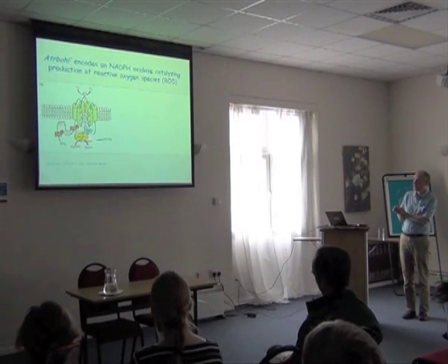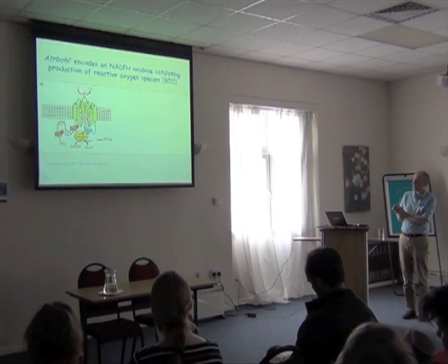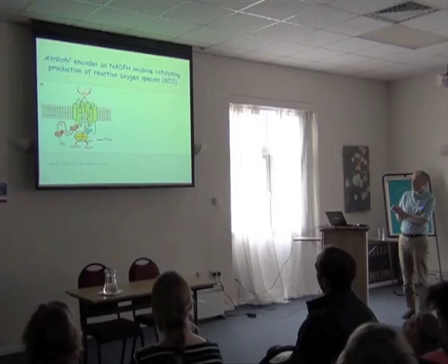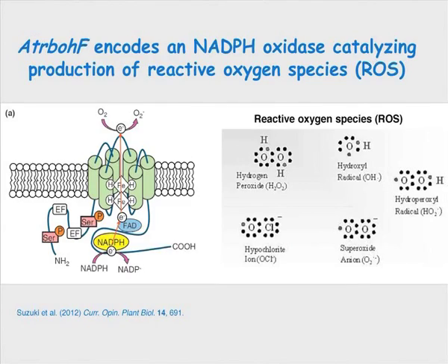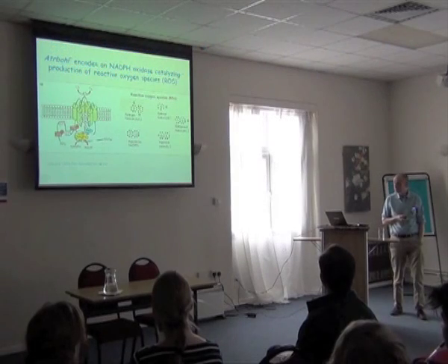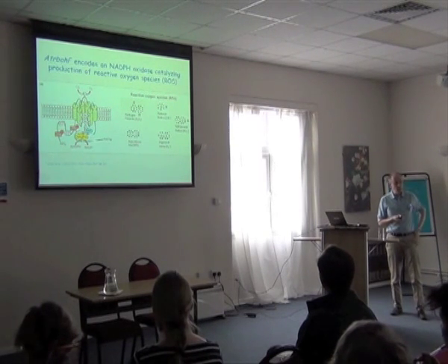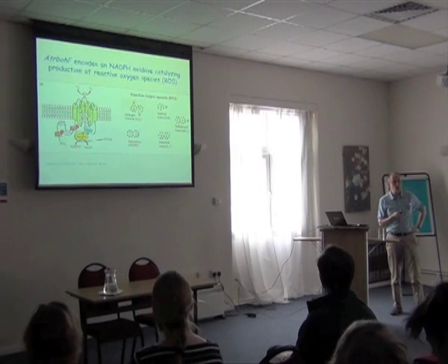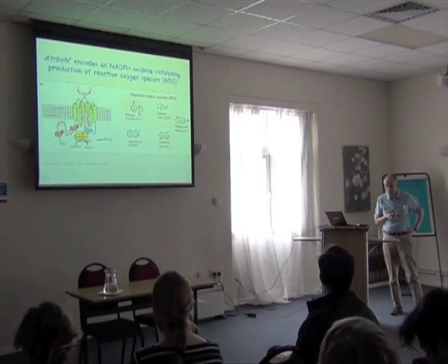What the enzyme does is take electrons off NADPH, feed them across a membrane, and oxidize the oxygen molecule to create superoxide. As a result of that, a whole variety of so-called reactive oxygen species are then derived from this superoxide. Superoxide molecules are highly reactive chemically. We've known about them in plant biology for a very long time because they're often produced as a result of stress. They're a stress product, superoxide or reactive oxygen species.